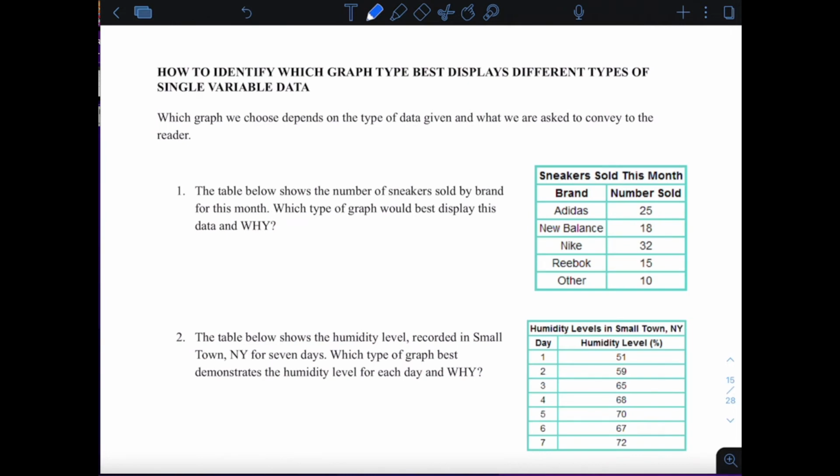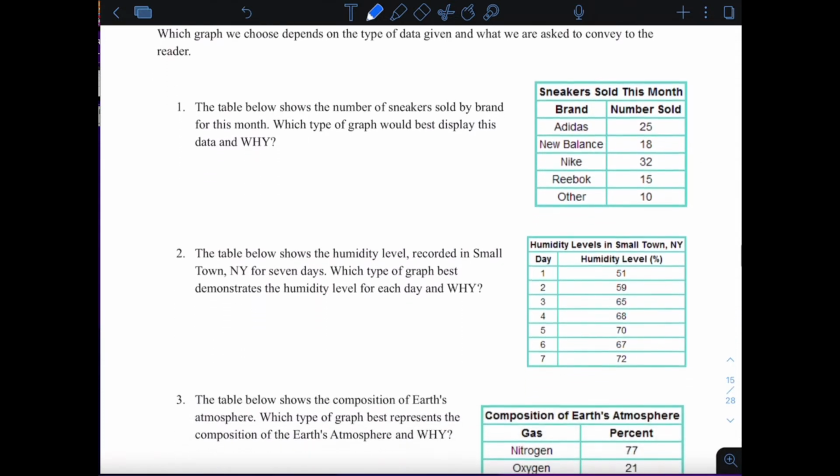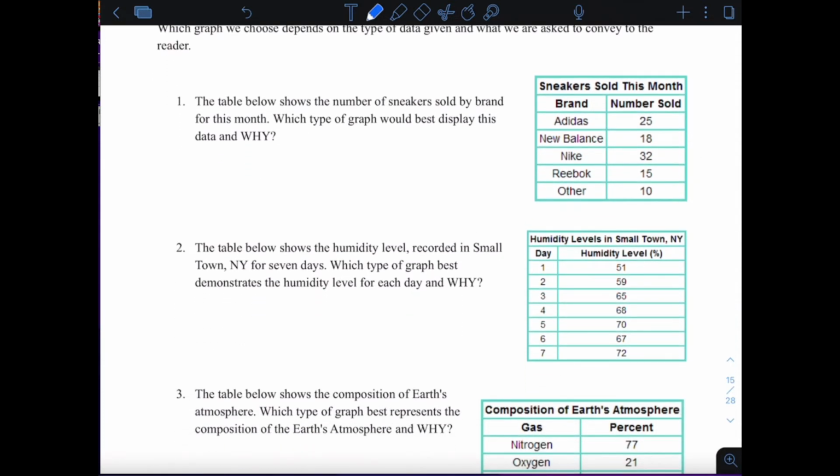All right, now let's talk about how to identify which graph best displays different types of data. So let's look at these charts and let's see what we think. The table next to us here shows the number of sneakers sold by brand for this month. Which type of graph would best display this data, and why?